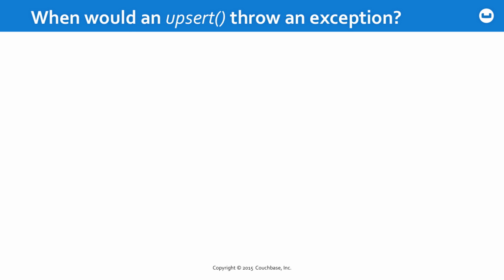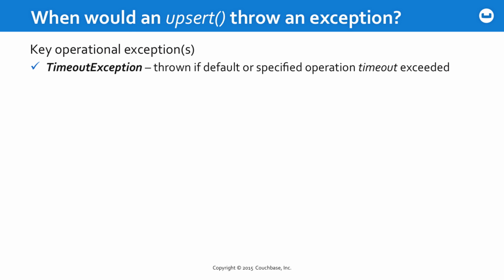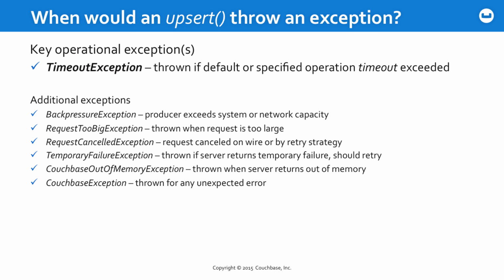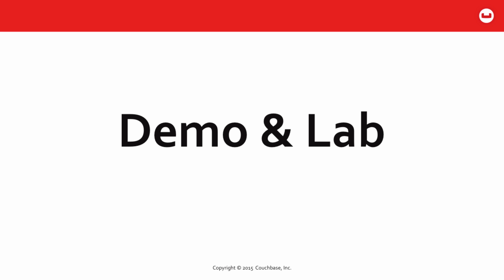So when would an upsert throw an exception? The usual circumstances from what you've seen. If you have set a timeout value for this particular method call, or if there's a default, well, then it may throw a timeout exception. And the others are there as well. Back pressure, request too big, request canceled, temporary failure, Couchbase out of memory, or just a general Couchbase exception. All of those may be there for you to handle as appropriate.